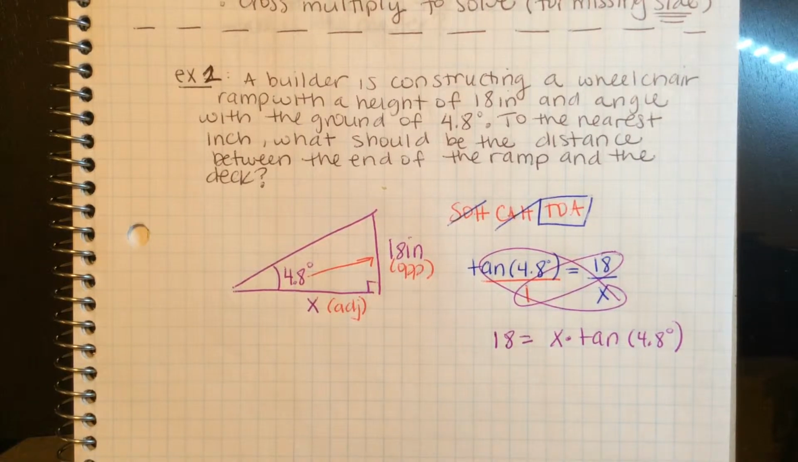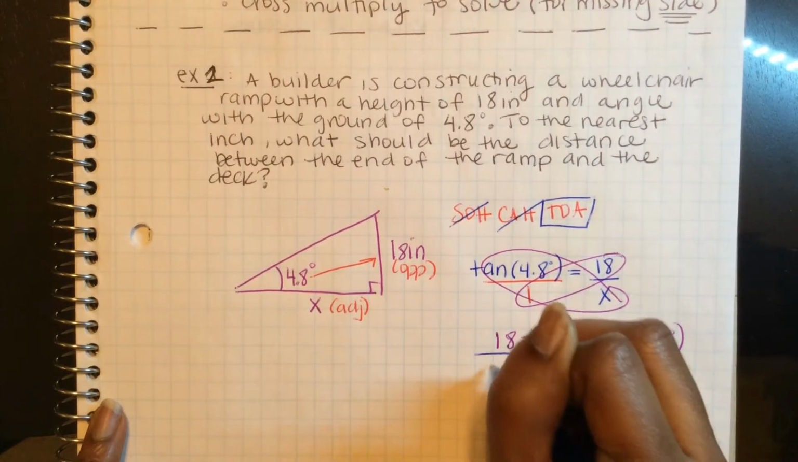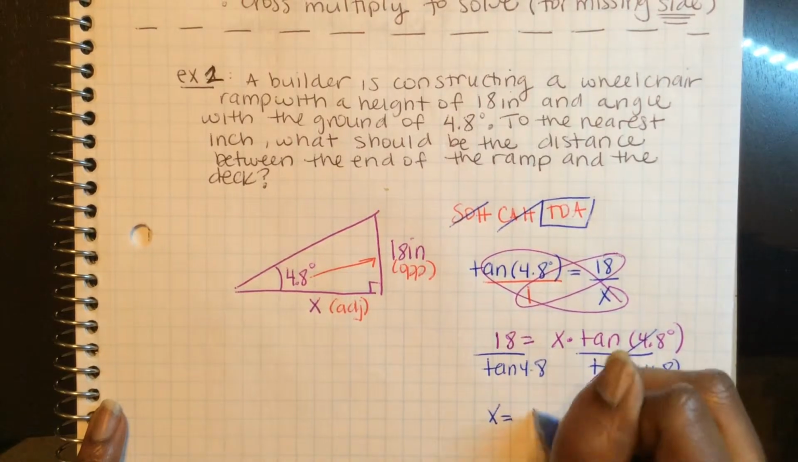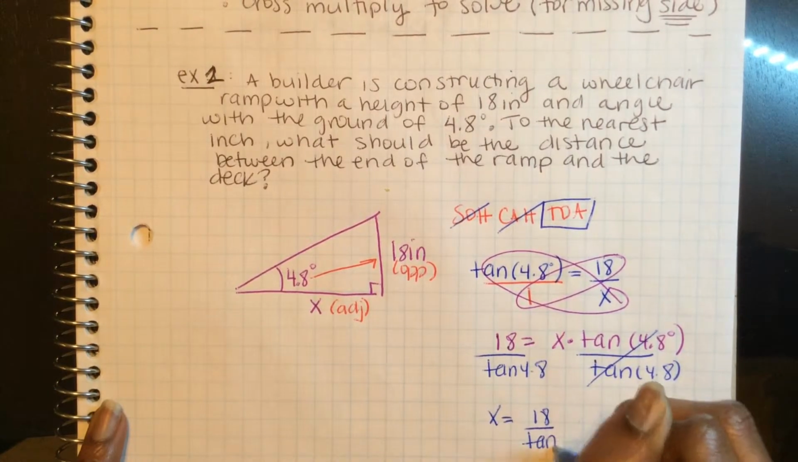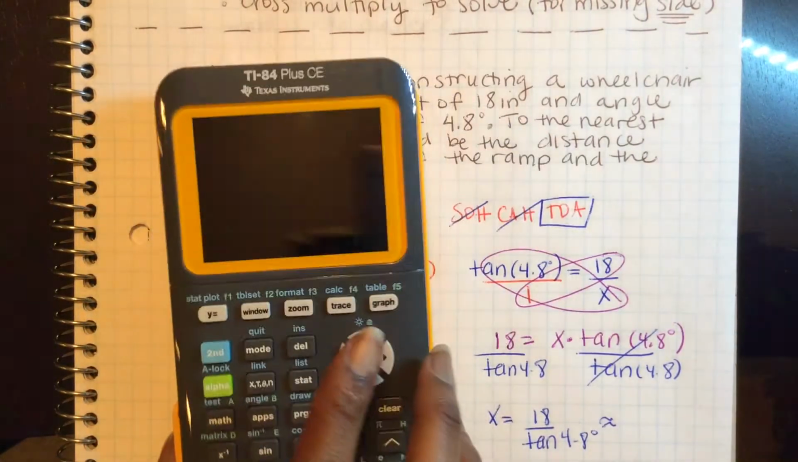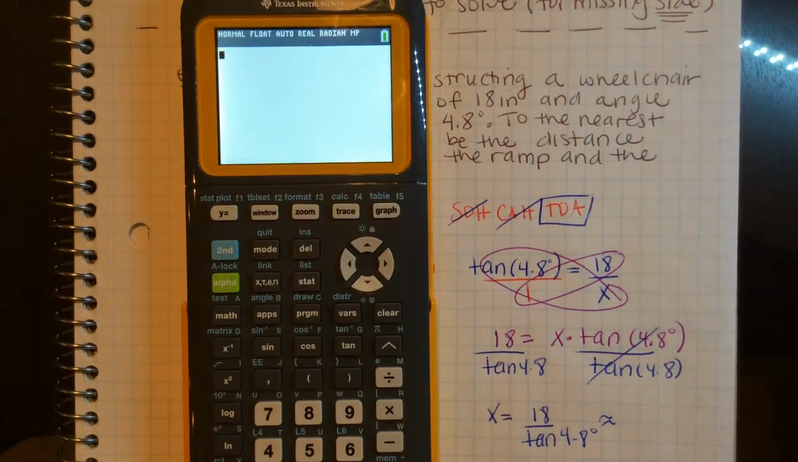So then now I will isolate my x by dividing by tangent of 4.8 on both sides. And that cancels. So x is 18 divided by tangent of 4.8 degrees. So now I need to plug that into my calculator in order to get a rounded decimal. So 18 divided by tangent, which is right here, of 4.8 degrees.